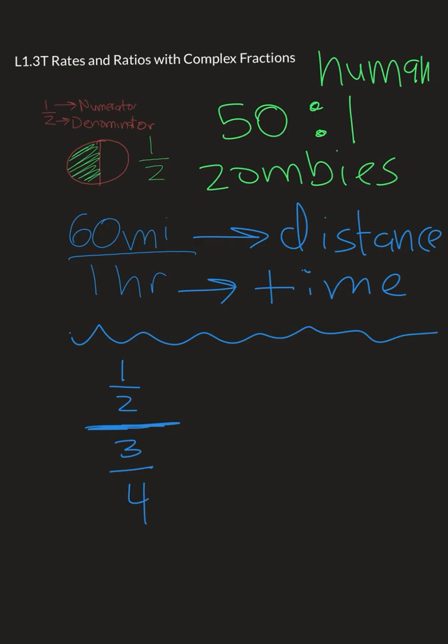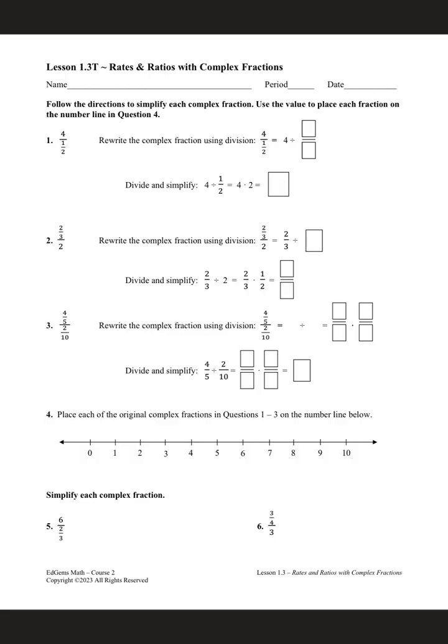In this assignment, for numbers 1 through 4, the directions say to follow the directions to simplify each complex fraction, and then use the value to place each fraction on the number line in question 4. Probably for the sake of time, we're going to estimate and move really quickly through number 4, so don't get too worried if I'm not really precise. It's going to be kind of an estimate. I'm going to blow this up a little bigger so you can see what I'm doing.